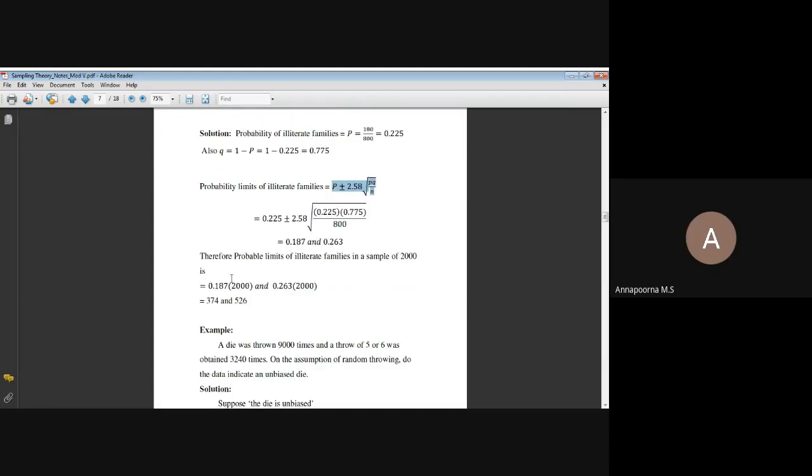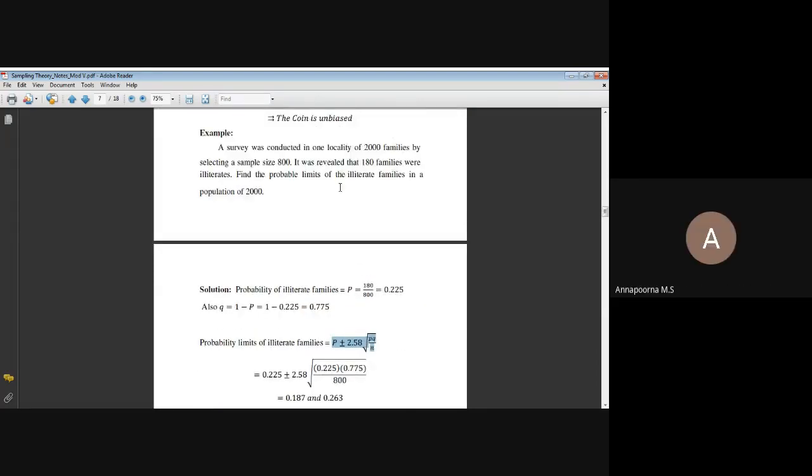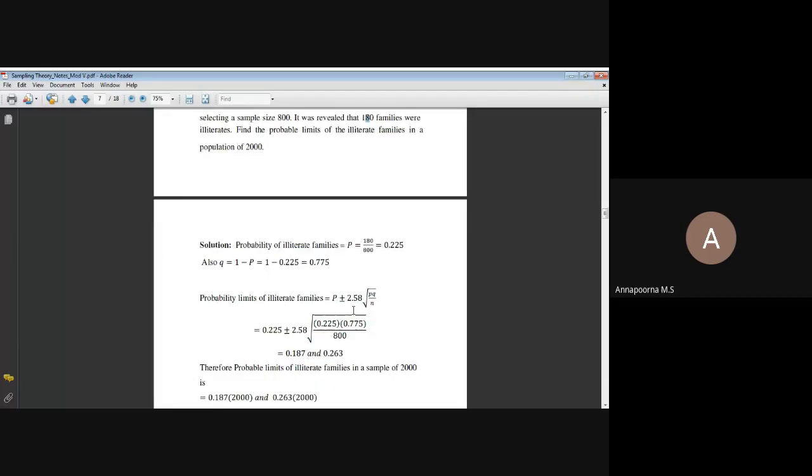Ma'am. Yes, tell me. We did the probable limits for 800 families, no, ma'am, in the upper one? No, here it is already given as 800 families. 180 families are illiterates. Okay, ma'am, but for calculating for 2000 families, we have to do 2000 by 800, no, ma'am? 2000 by 800, how come? For calculating which term are you telling? Ma'am, here you found out the probability limits for 800 families out of 2000 families. No, out of 2000 only I found out. See, this P you are telling? You are telling this P, yeah?